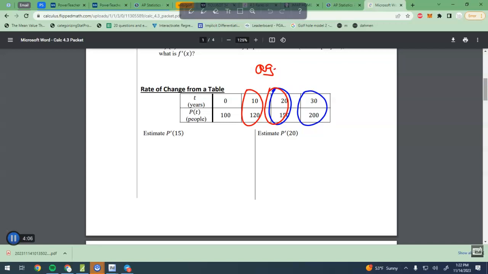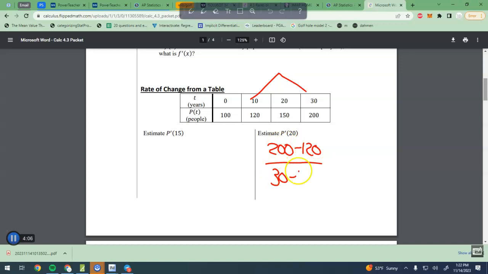I think it's easiest because it works every time to just use the points on either side. So 200 minus 120 over 30 minus 10. That would be 80 over 20, or 4. And what's the label there? People per year. So the original is people, and they're asking for the prime. Is that pretty good?